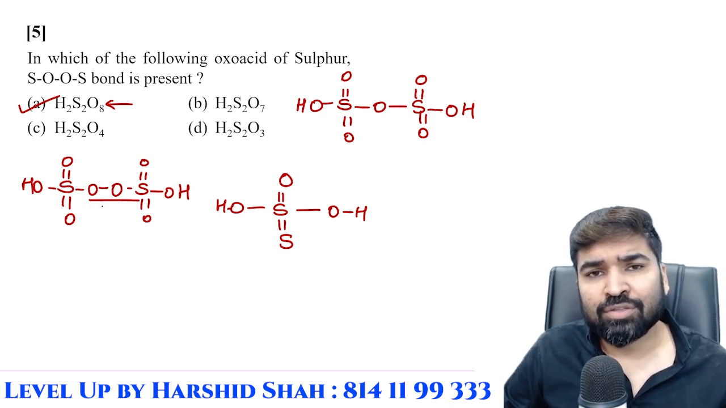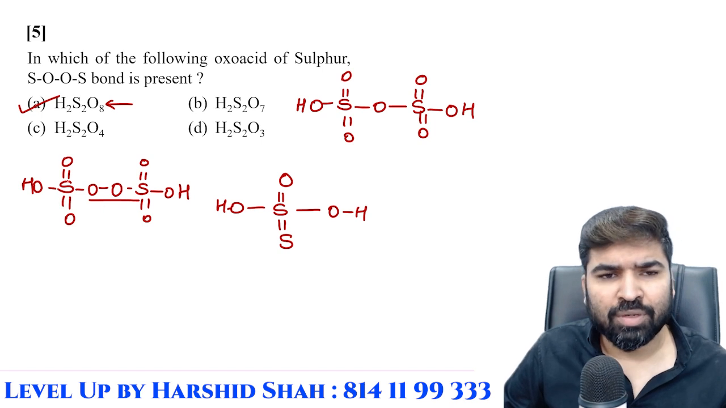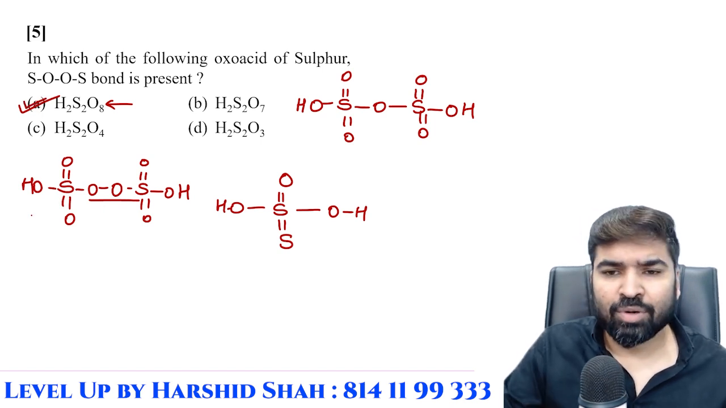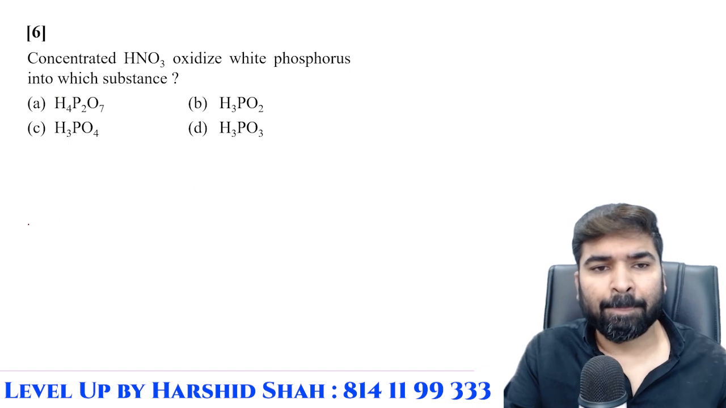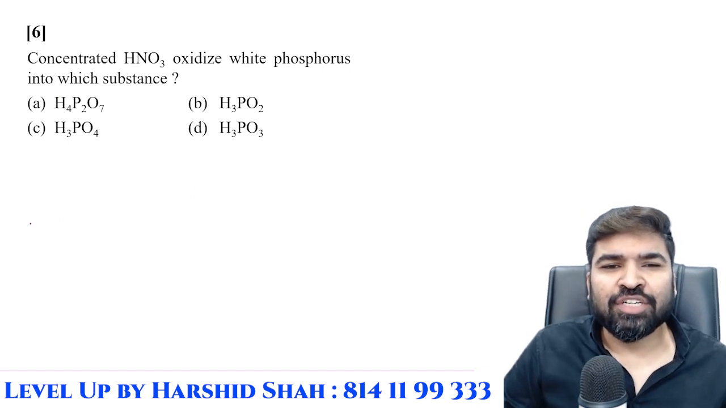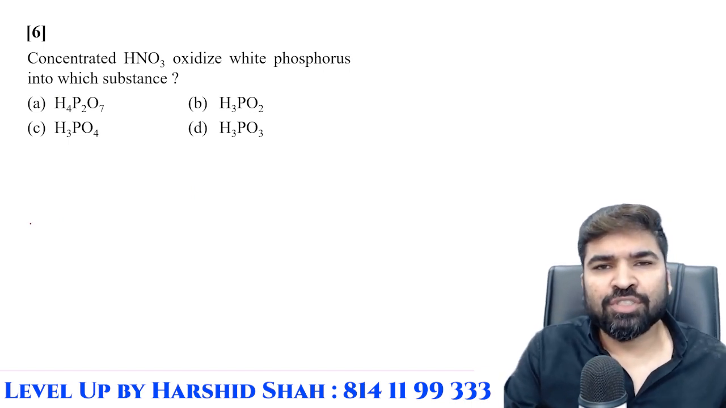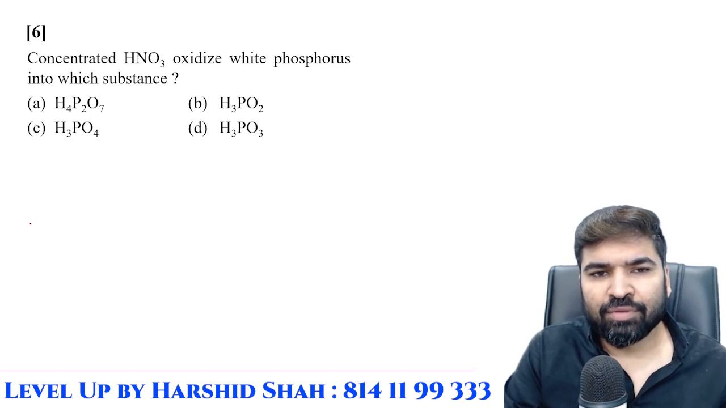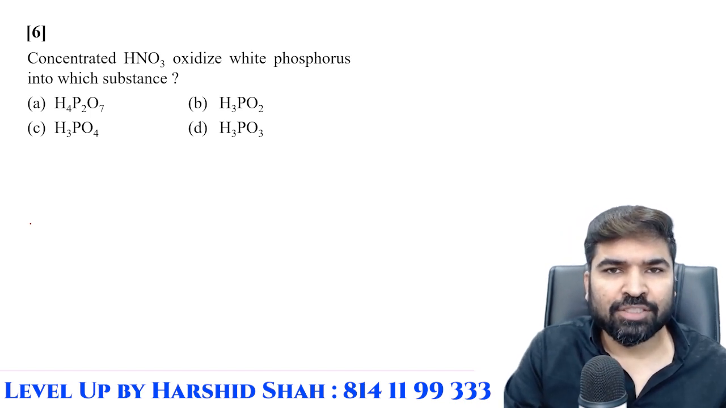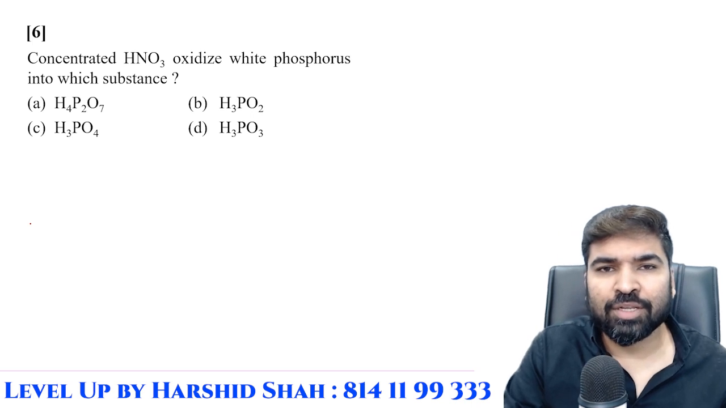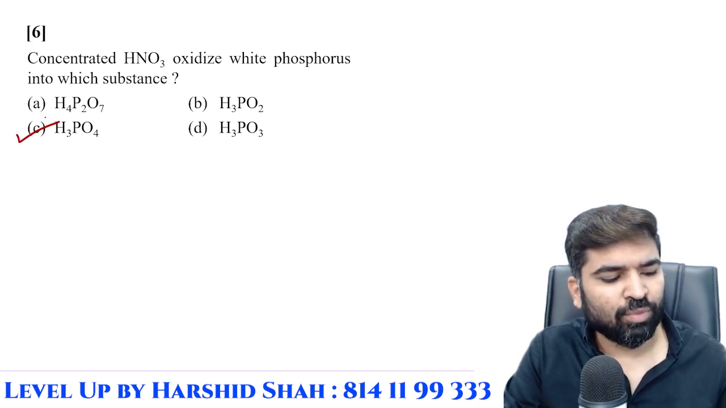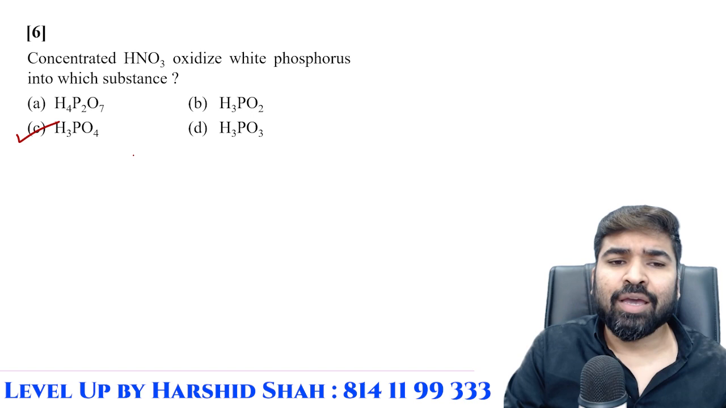H2S2O4 on that side, H2O4 minus 2 is not possible, and it will not have a peroxy linkage. That's why. Okay, the concentrated HNO3 oxidizes phosphorus into which substance? It's a very simple question. Phosphorus will get oxidized to the maximum oxidation number, which is +5, and so phosphorus will get converted into H3PO4.